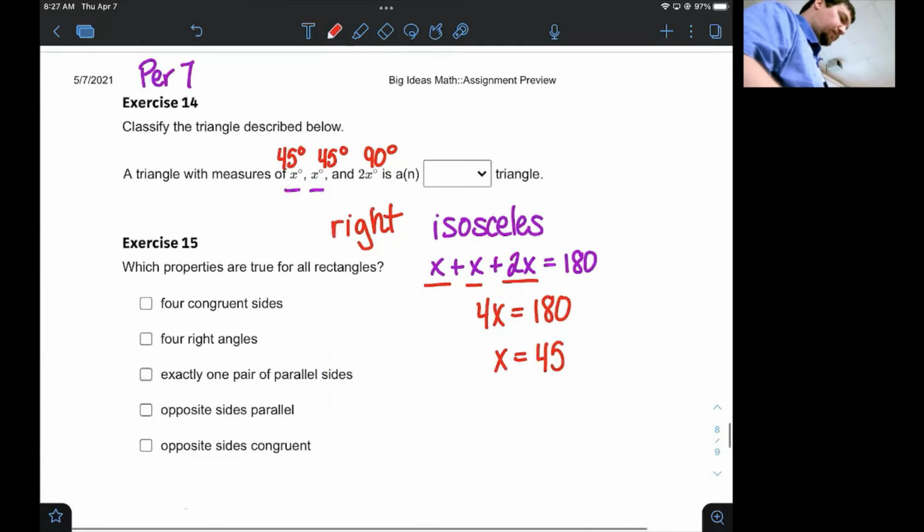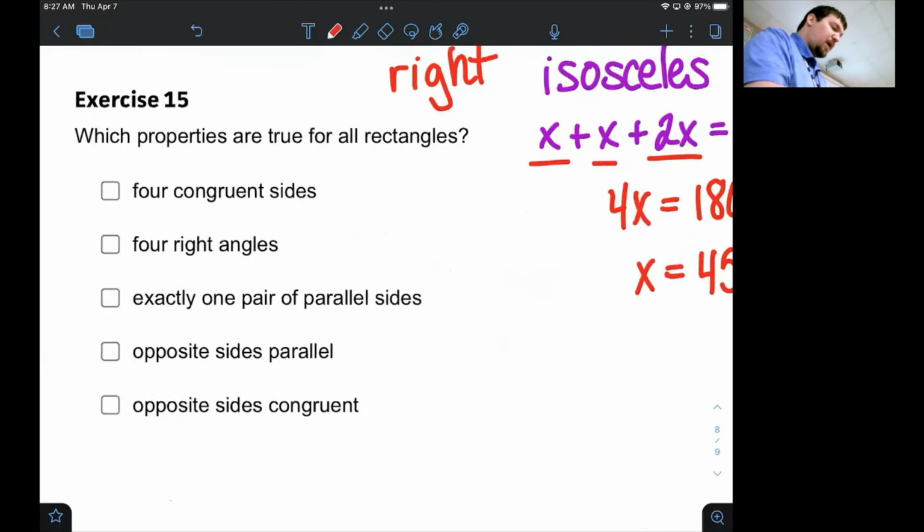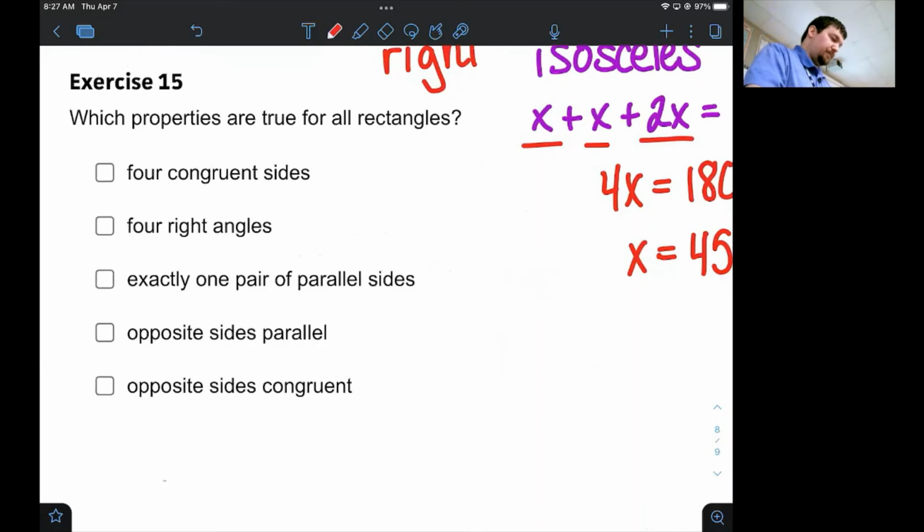Number 15. Number 15 says, which properties are true for all rectangles? Do all rectangles have 4 congruent sides? No. No. Now, if it was a rectangle with 4 congruent sides, we'd say it's a square. But not every rectangle is a square, as we mentioned yesterday. Okay, I think we said that every tulip is a flower, but not every flower is a tulip. A square is a specific type of rectangle, just like a tulip's a specific type of flower. Yes. Sure, you could do that.